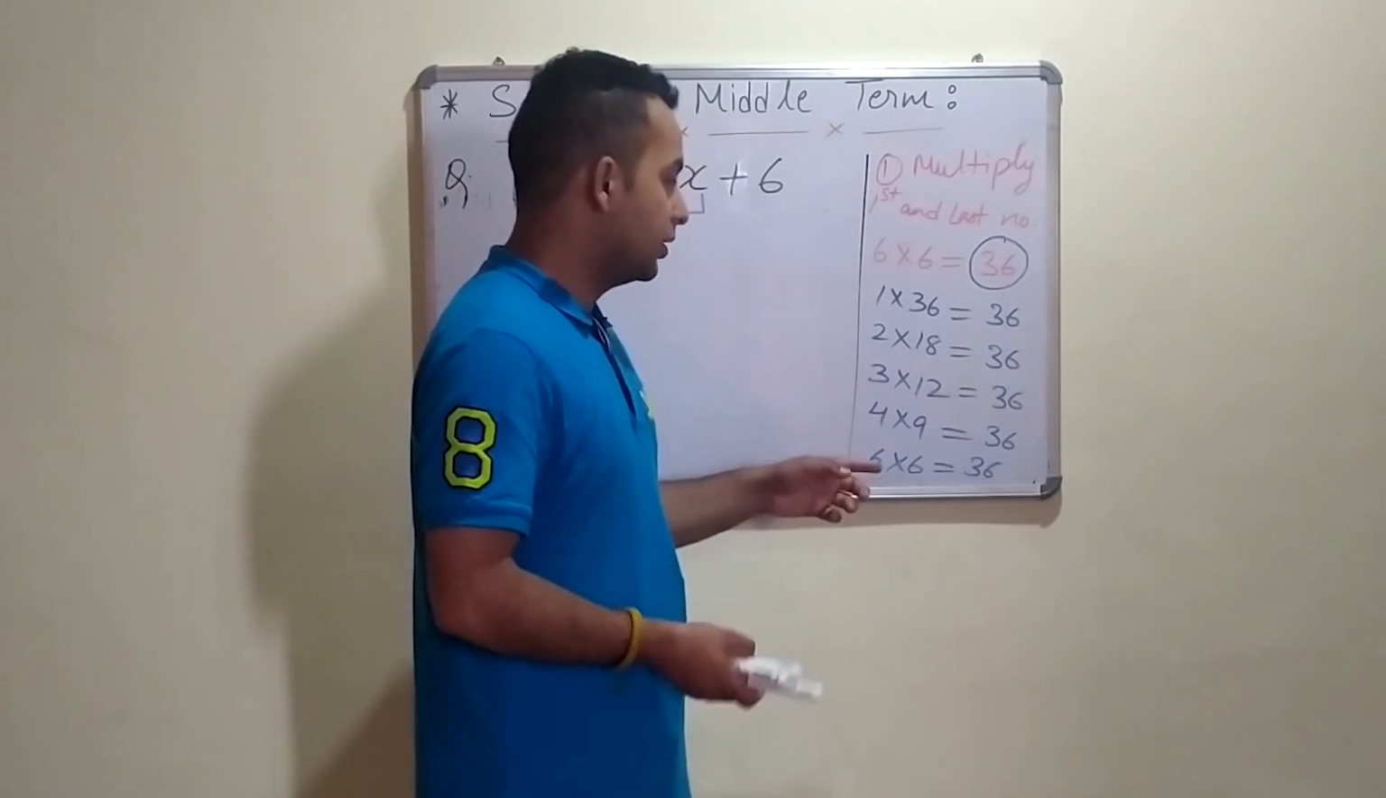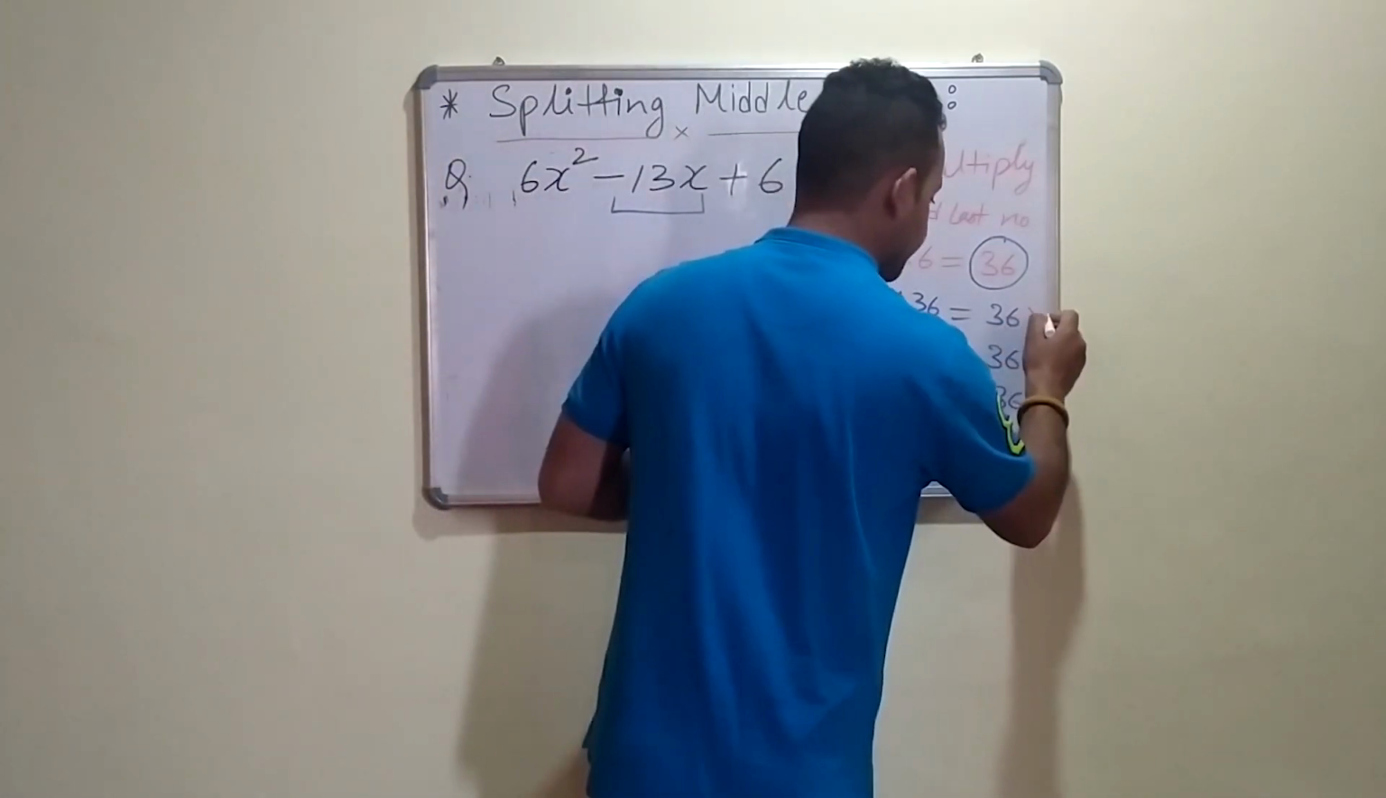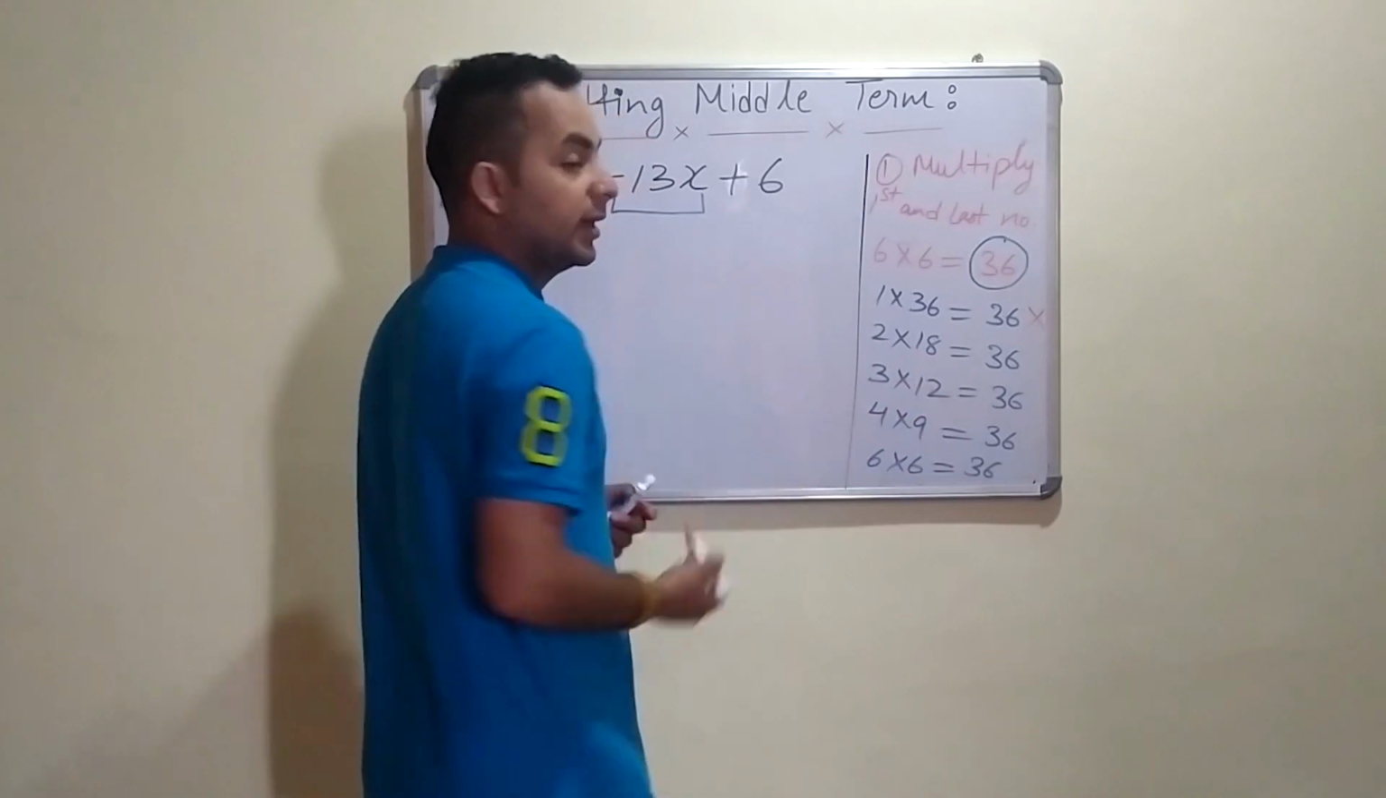Again, it doesn't make any sense. So we will not follow this. Next, we have 18 multiplied by 2.